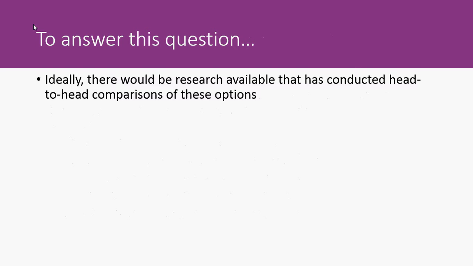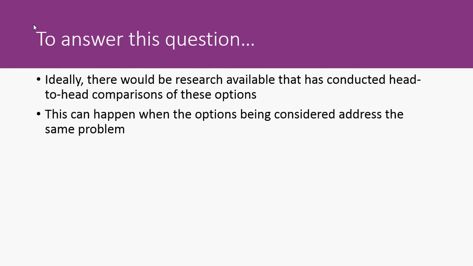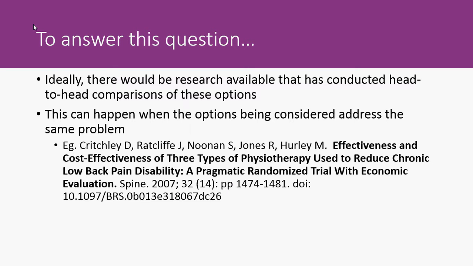To answer this question, ideally there would be research available that has conducted a head-to-head comparison of the options that you're considering. This can happen when the options being considered address the same problem. For example, this particular study examined 3 different approaches to trying to reduce chronic lower back pain using physiotherapy. It was a randomized controlled trial with an economic evaluation at the same time that revealed what the quality adjusted life years gained with each of the different treatment approaches was.